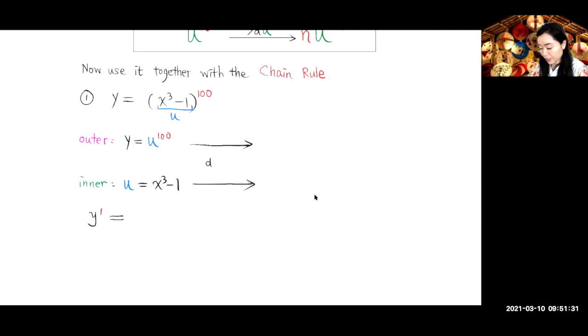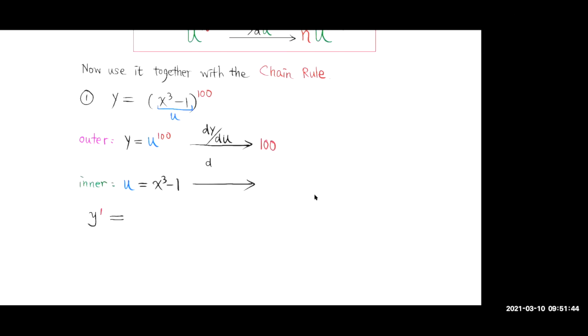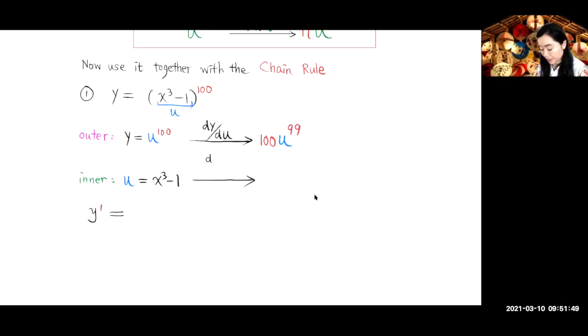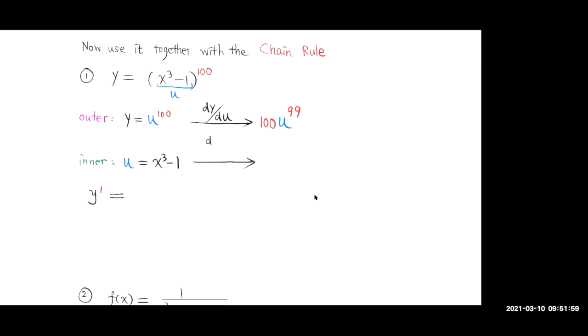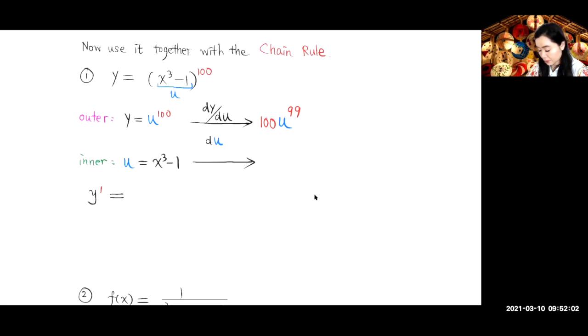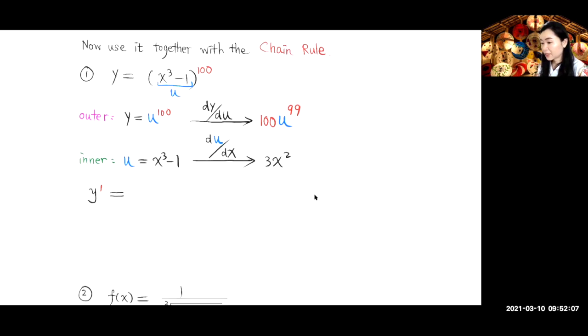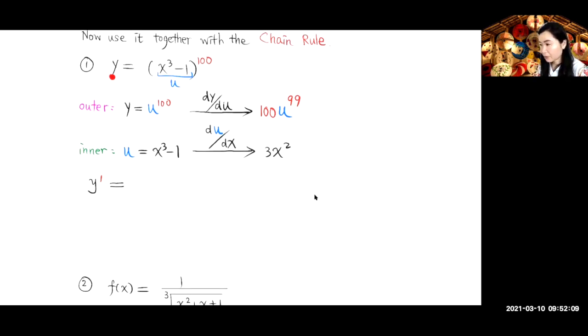Then dy du over here will be, everyone, if you know the answer, just shout it out. So that will be what? 100 times u to the 99 power, right? And now the inner function is this, and then we differentiate that with respect to x. 3x squared. Yes. So du dx here will be 3x squared. So the chain rule says that the derivative of y with respect to x will be the product of this one with this one.